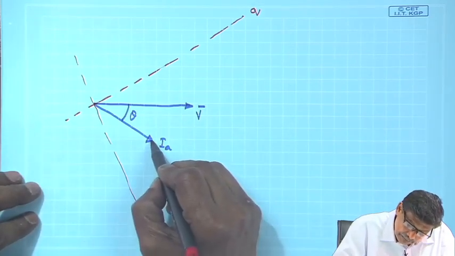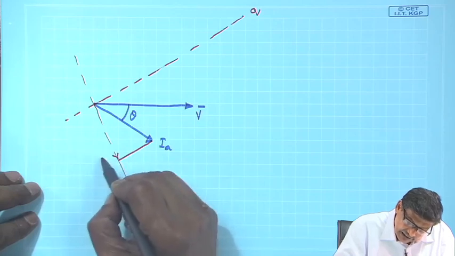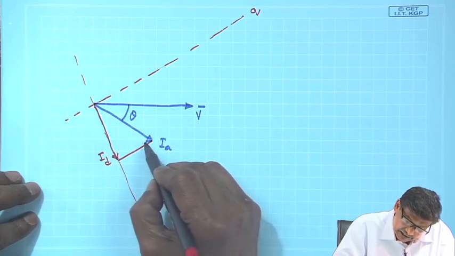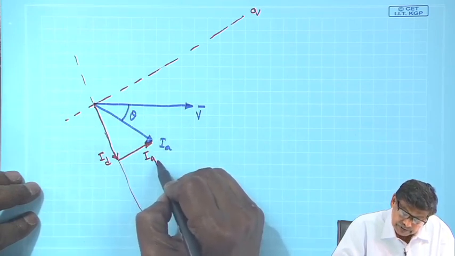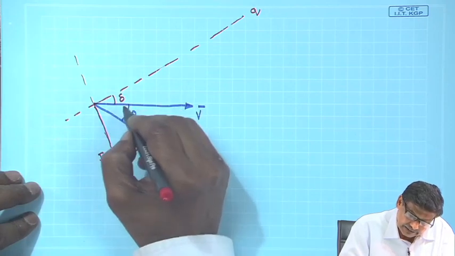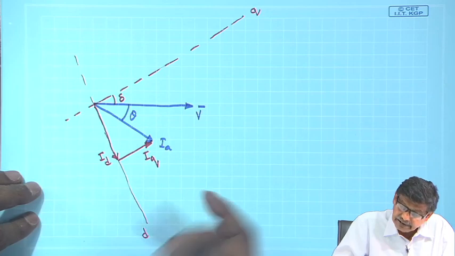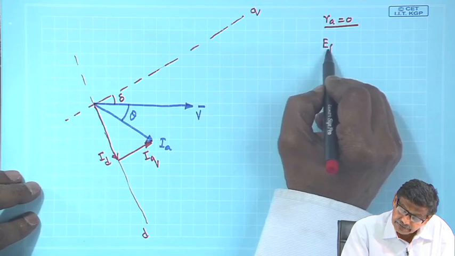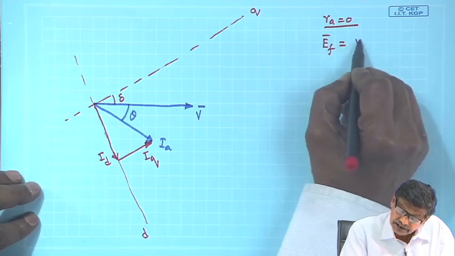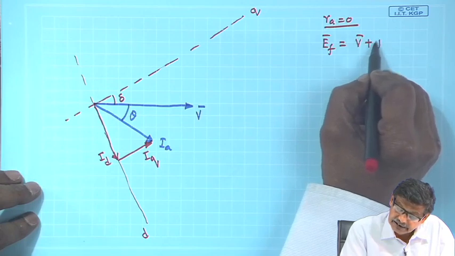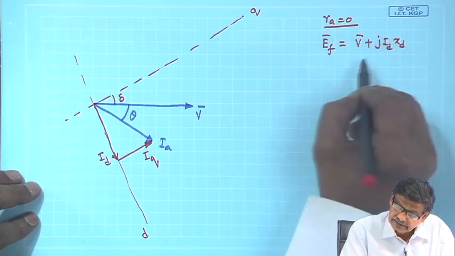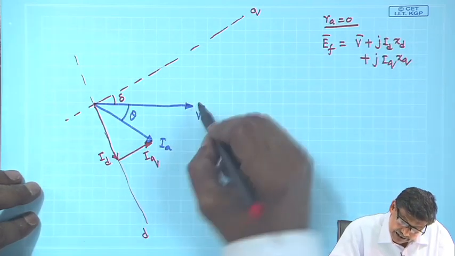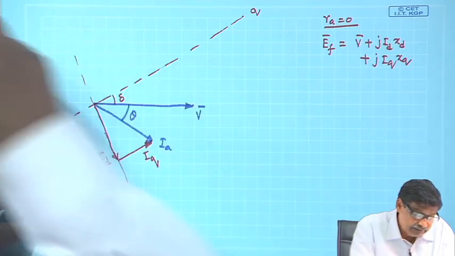Then I will break this up as Id and Iq, and this is delta, tan delta is known. And then if Ra is neglected, Ra is 0, then Ef, this is true, is equal to V plus j Id Xd plus j Iq Xq. So, V plus Id Xd, it will be like this.